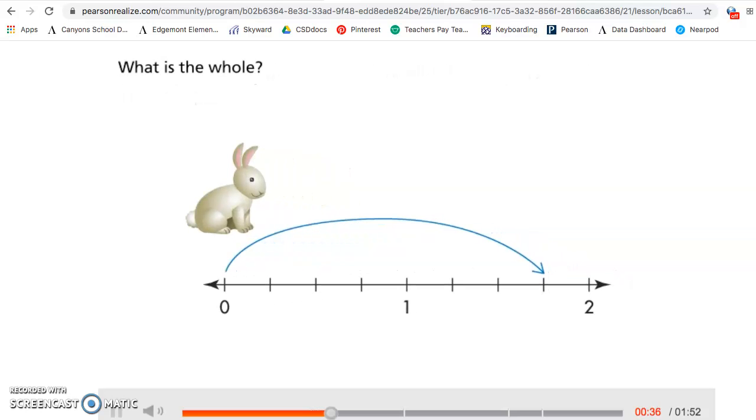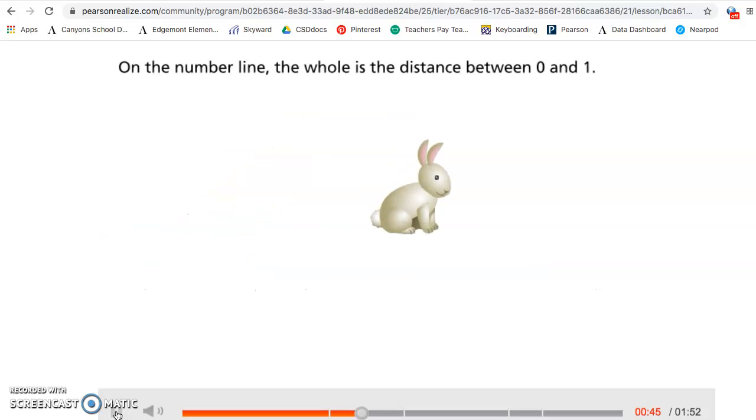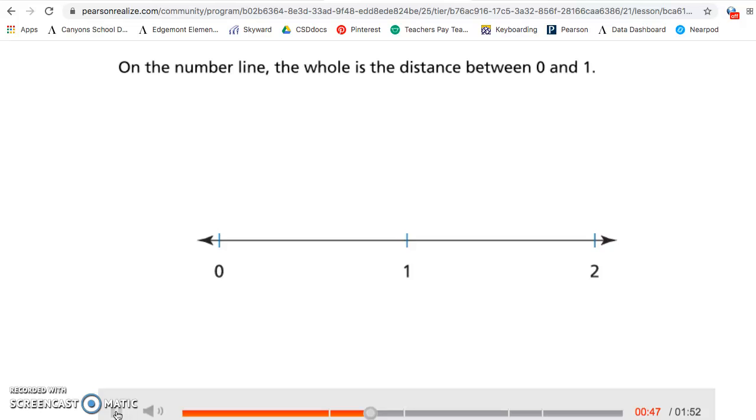What is the whole? The whole is the distance of the trail. On the number line, the whole is the distance between 0 and 1.